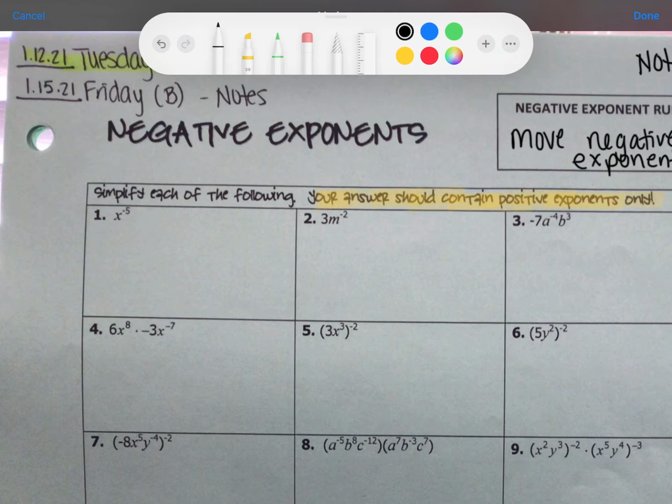Everything is not super glued together, so you can definitely move A's away from B's. You can move numbers away. If your coefficient is negative, like on number 3, if you notice this coefficient's negative, that's not a negative exponent. So we're not going to move that -7. So we'll talk about that when we get to it.